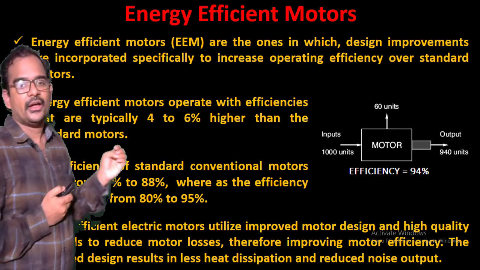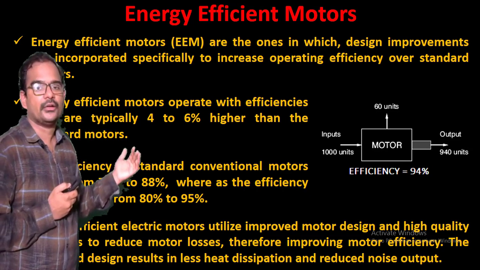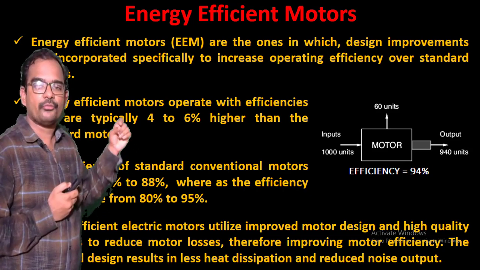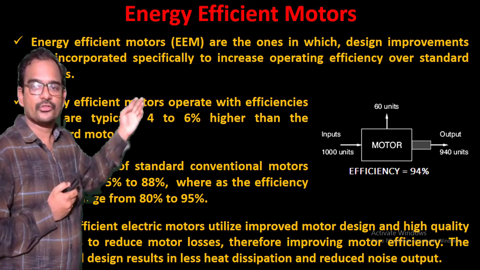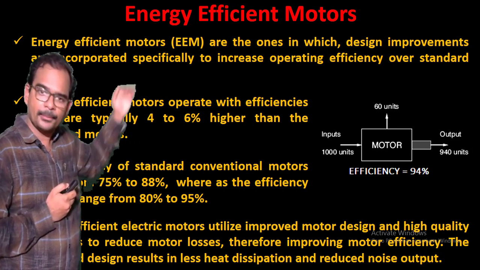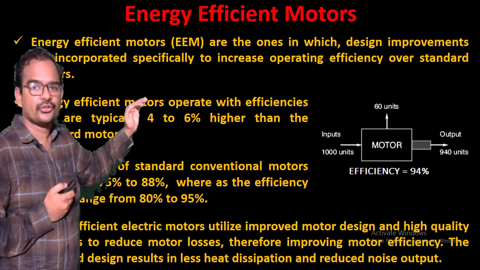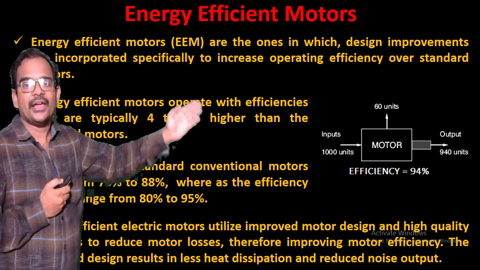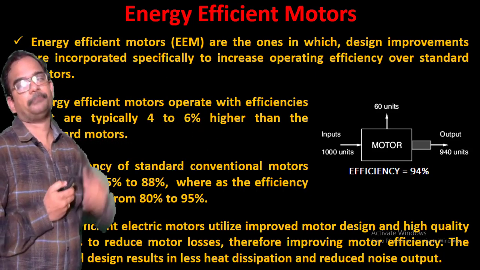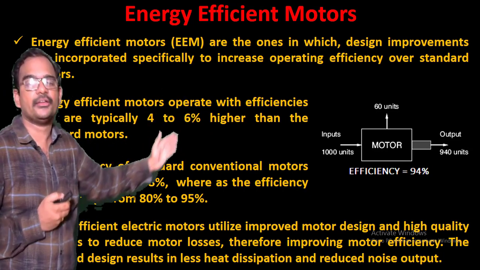And because of the improved design and high quality materials used in the motor, the efficiency of the motor got improved to how much? 94%. How? The losses are reduced to 60 units from 150 units. So 90 units of the losses are reduced, and these units will be added to the output, and thereby 850 became 940, and the efficiency will now be 940 by 1000 into 100, which will be 94%.